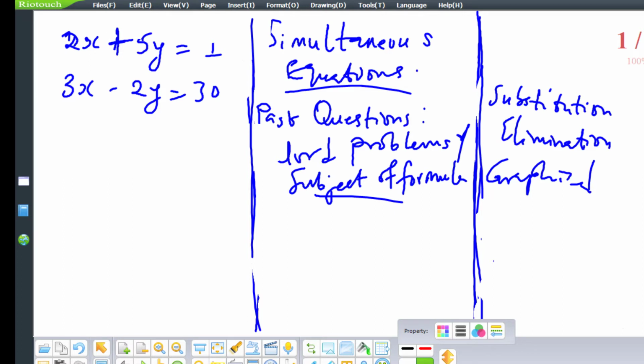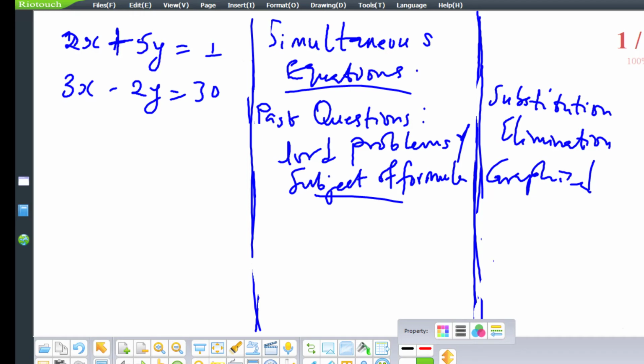We could actually take either of the variables, x or y, but in this case, let's use x. What's the coefficient of x here? It is 2. The coefficient of x here is 3. So what you do is multiply equation 1 by the coefficient of x in equation 2, while you multiply equation 2 by the coefficient of x in equation 1.